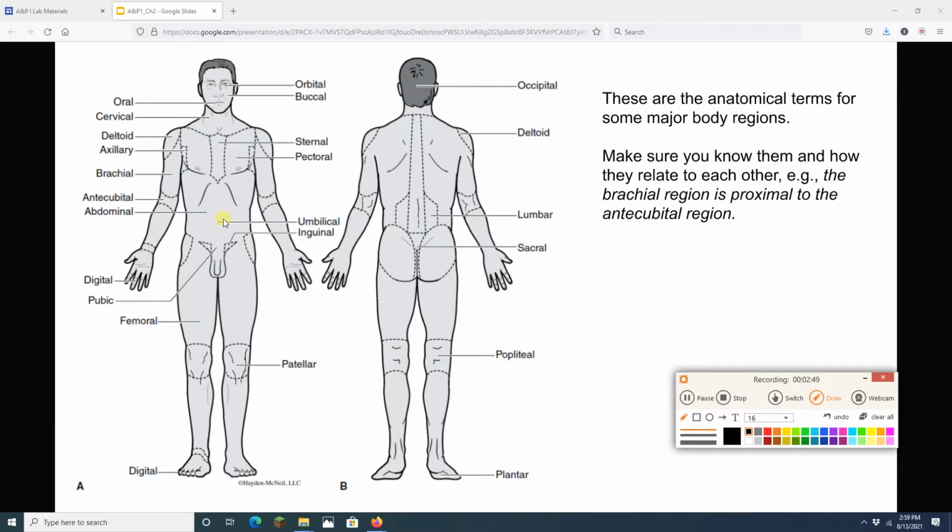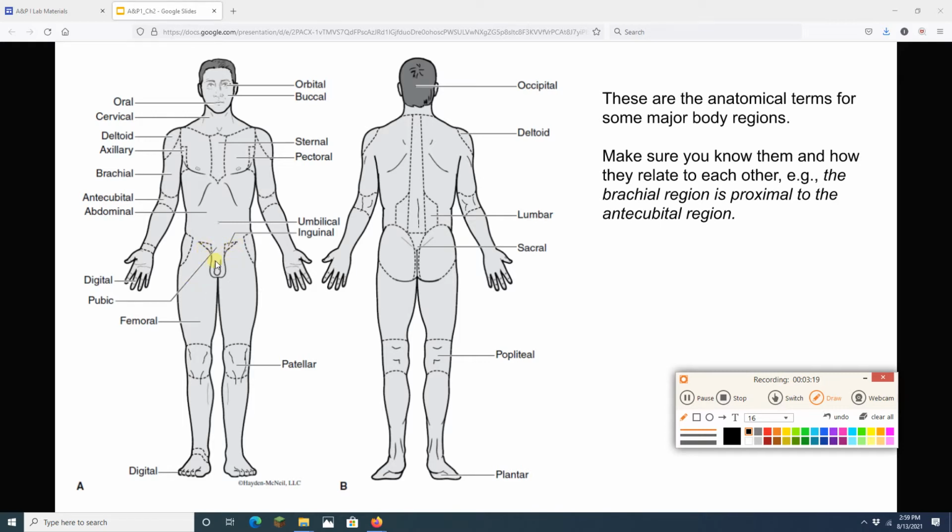If we jump around to the back side here, the lower back is the lumbar region. And then kind of below that, think about like right above the gluteal cleft here, that is the sacral region. If we jump back around to the front, we've got basically the groin where the thigh meets the trunk. That's the inguinal region. Both sides, of course, there.